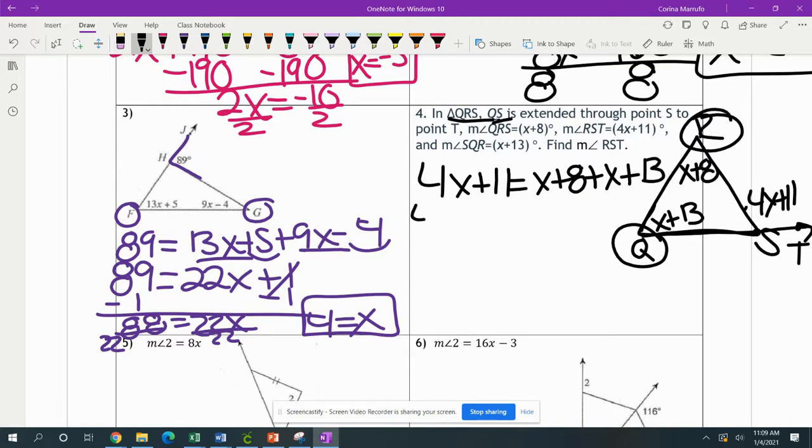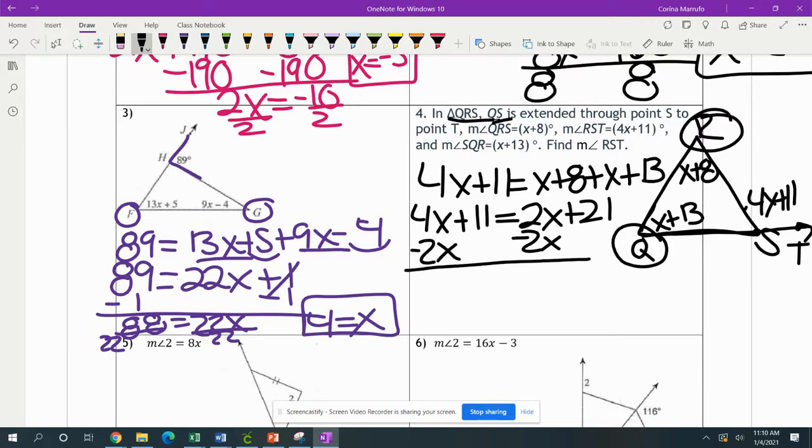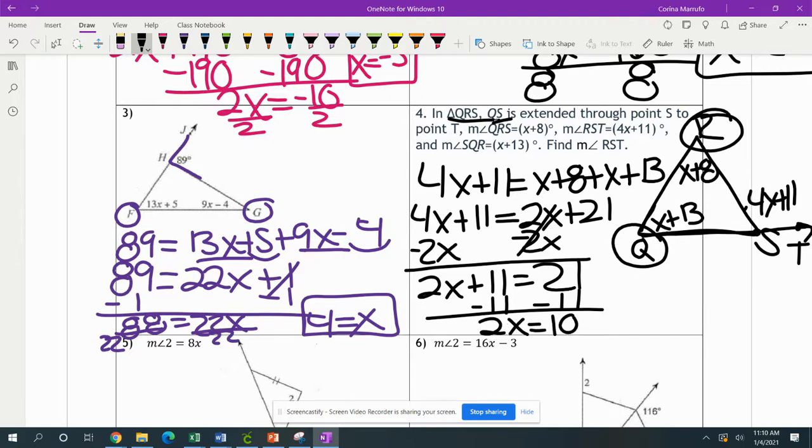Okay, so first we combine like terms. So 4x plus 11 doesn't have anything to combine with, but here we have 2x and 8 plus 13 is 21. We're going to go ahead and move the 2x to the other side. This cancels. 4 minus 2 gives us 2x plus 11 equals 21, and then we subtract the 11. And we get 2x equals 10. Then our last step to solve for x is to divide both sides by 2, and we get x equals 5. Now we're not done yet because they're not asking us for x, they're asking us to find RST.